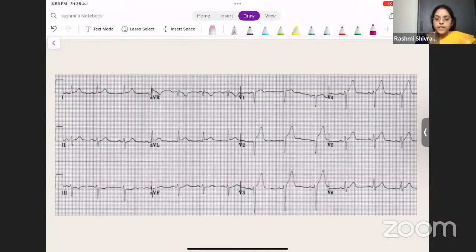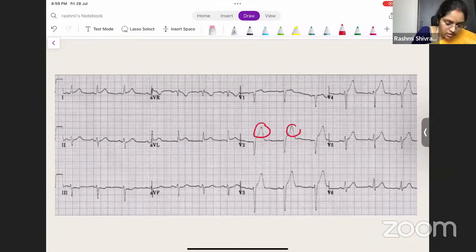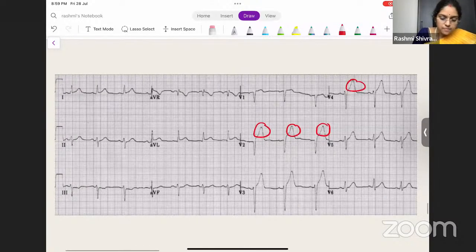So what do you find on this ECG? Do you think it is an anterior wall MI, an inferior wall MI, or a lateral wall MI? What do you see in this? First of all, you have some hyperacute T waves, isn't it? So this is a very recent MI. This is the acute phase, still in the hyperacute phase, with hyperacute T waves happening.